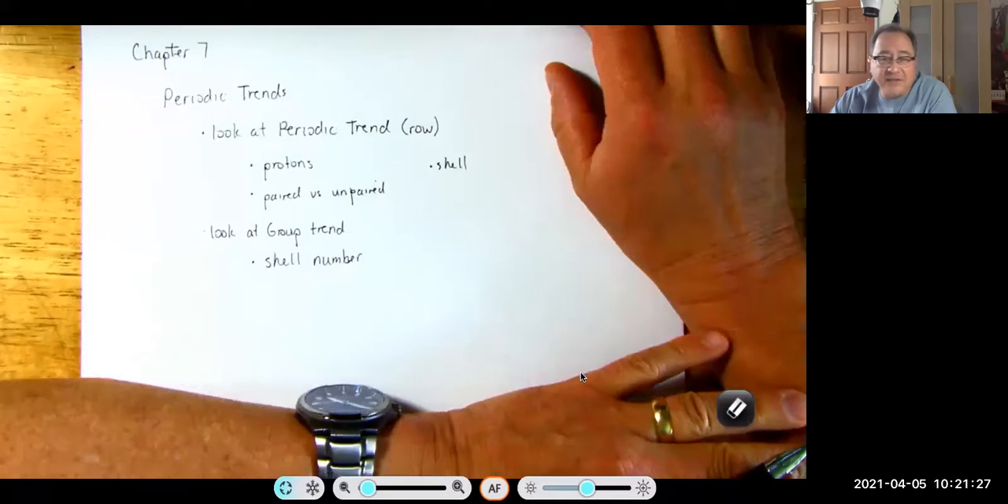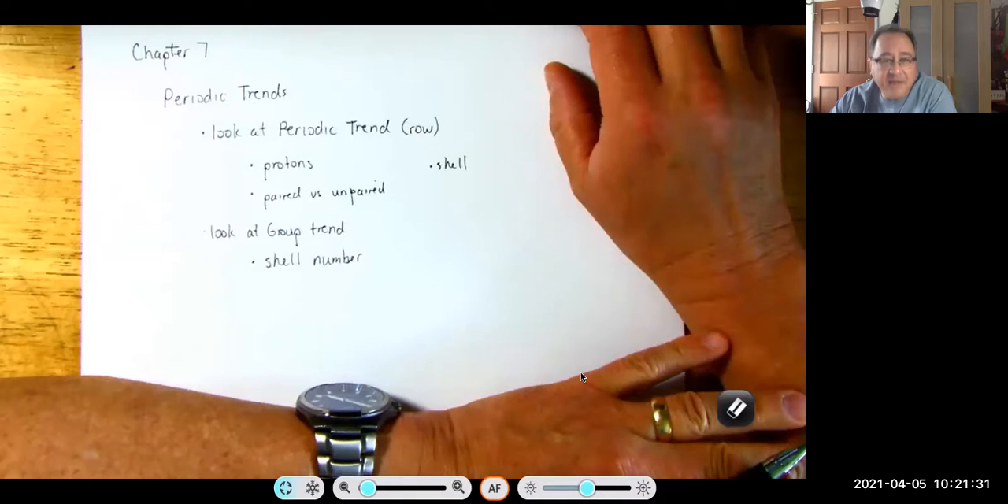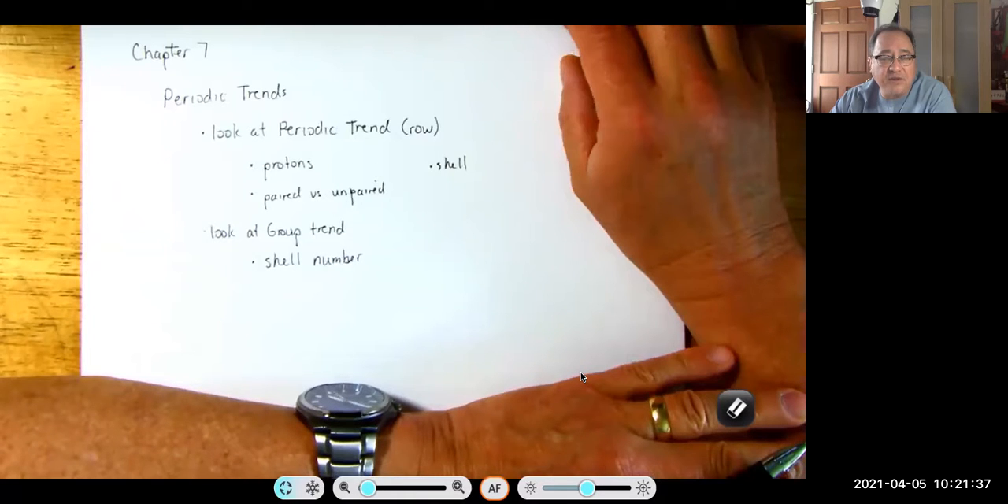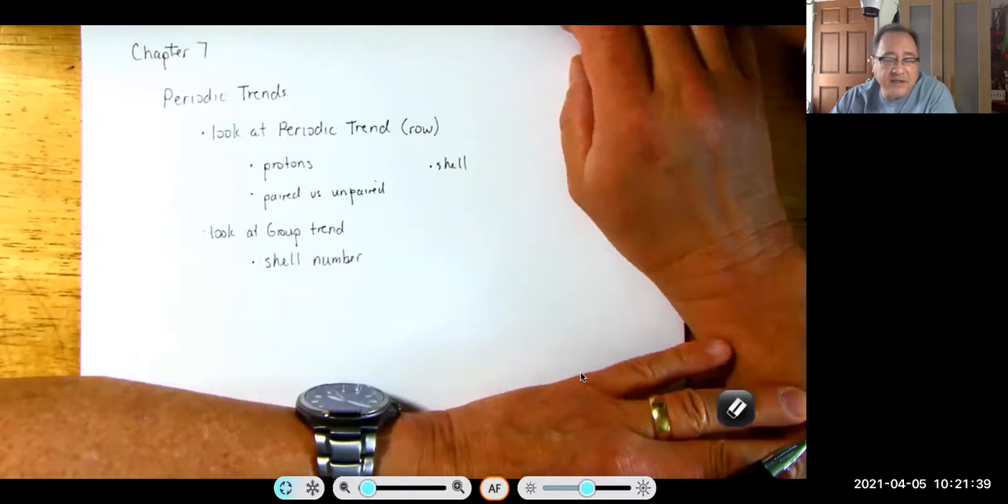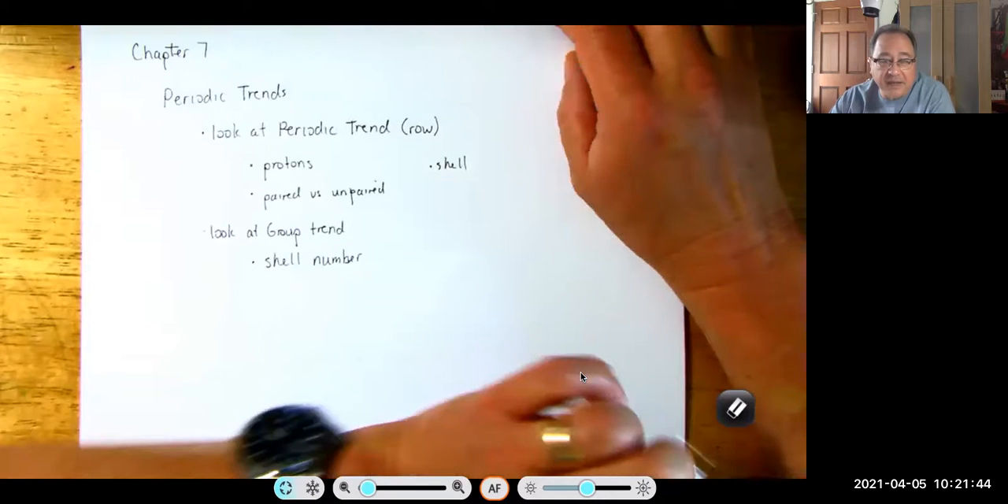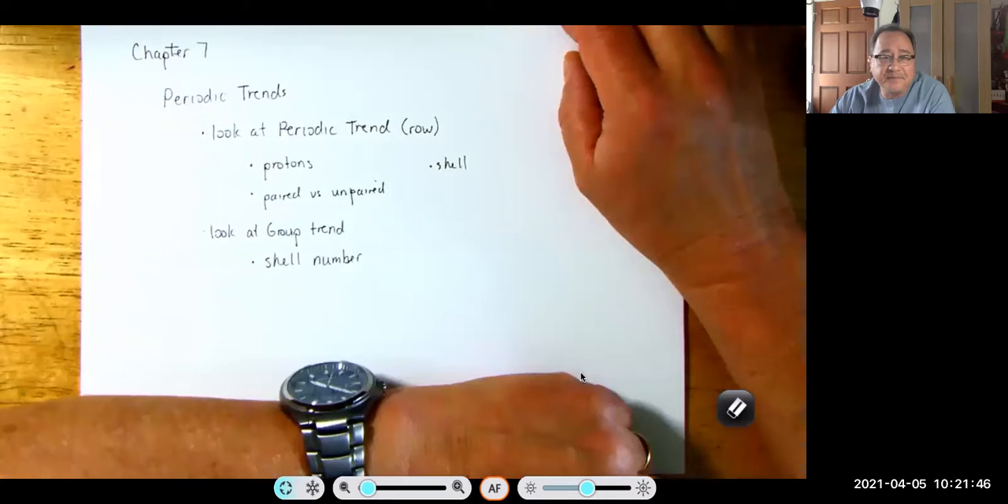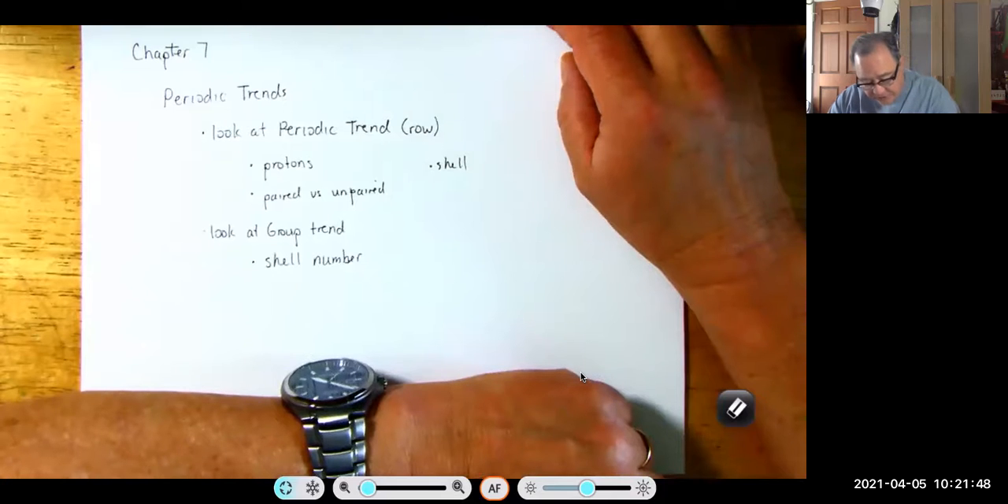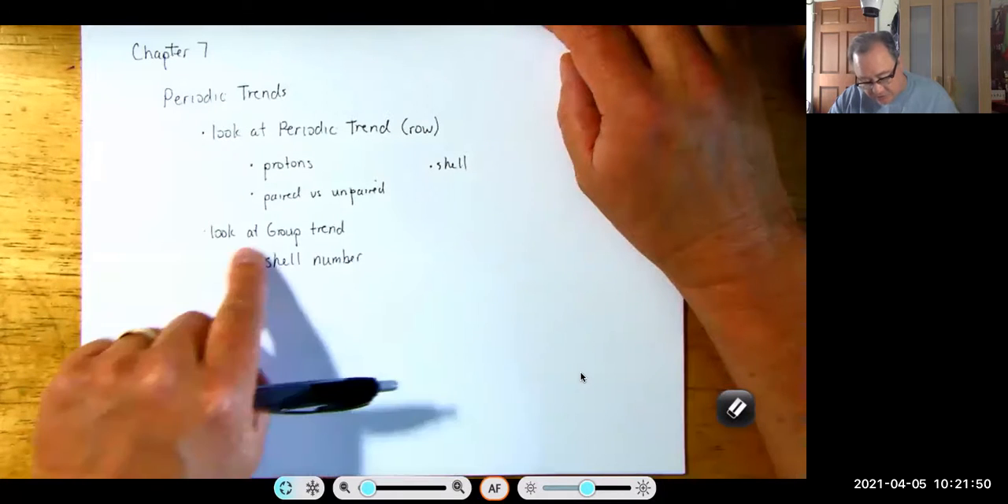Lithium ion only has electrons in the first shell. In the same period, oxygen has electrons in the second shell. So why is an oxide ion so much bigger than lithium? Shell. So this is a place where shell might be used to explain something. Yeah. Okay, so we use shell number basically when we look at the group trend, don't we?